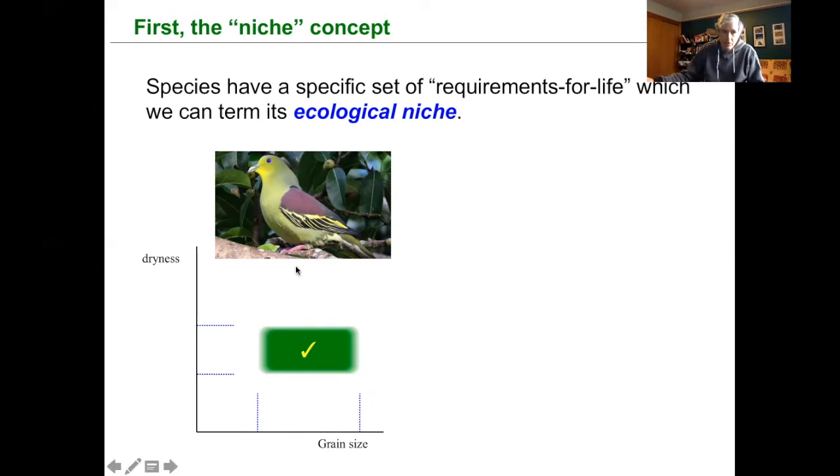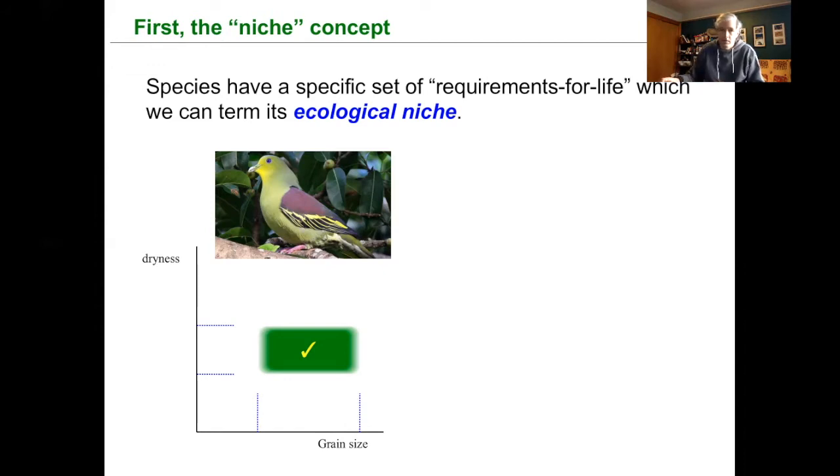If it gets too humid, the dove can't survive. If the grain size is not big enough, the dove can't survive. And if the grain size is too big, the dove can't survive. Basically, it has these requirements for life, a set of parameters that its environment must contain in order for it to survive.